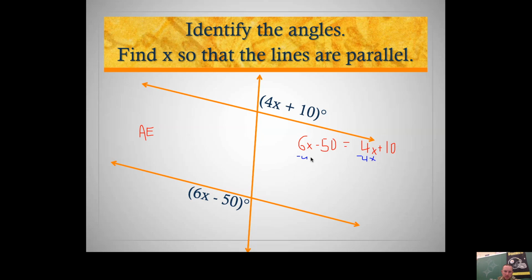So we'll subtract 4x from both sides. That'll give you a 2x minus 50 equals 10. We'll add 50. So 2x equals 60. Divide by 2. And then we'll get x equals 30. If x equals 30, the lines will be parallel. If it's anything else, they're not going to be parallel. So you do these ones basically the same way that you did the ones in the last two sections.